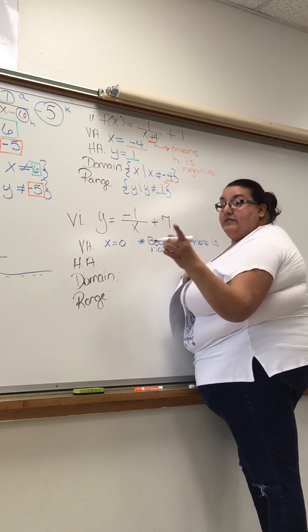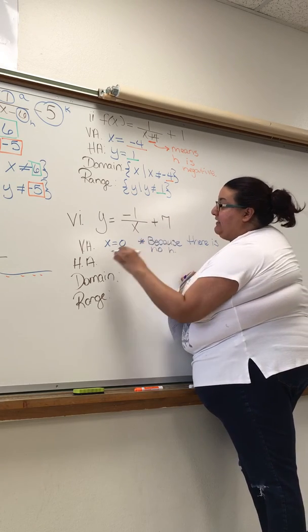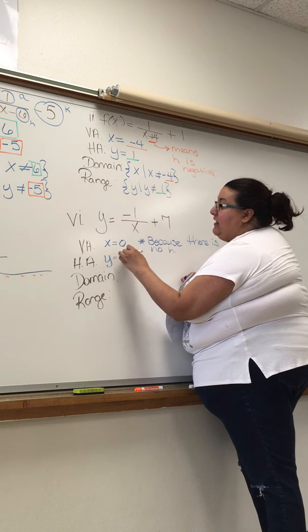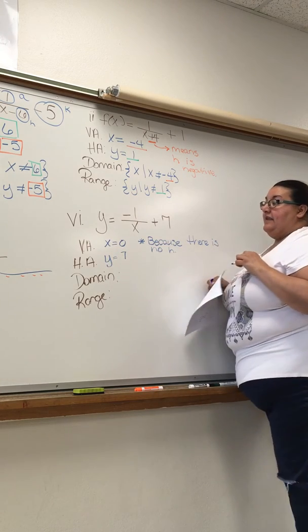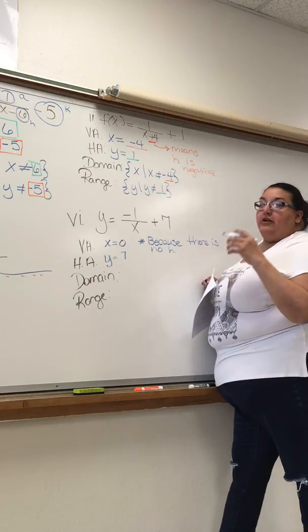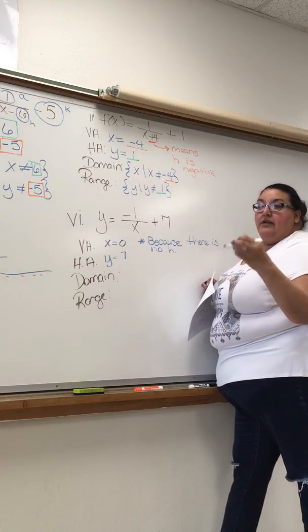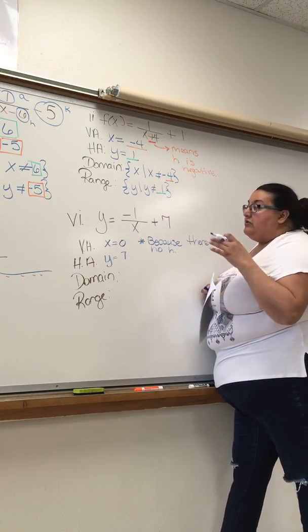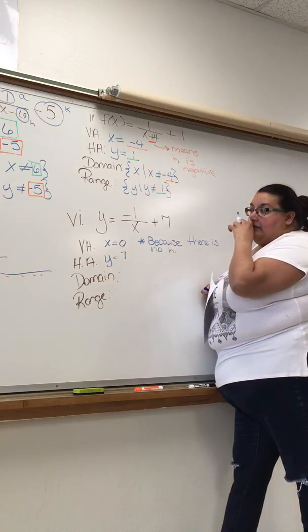And then our horizontal asymptote is a +7, so y is equal to +7. And if I move a little too quickly, you can always pause and slow down and do what you got to do to kind of go over everything again.